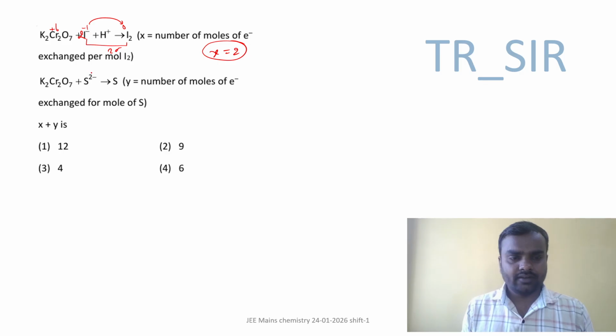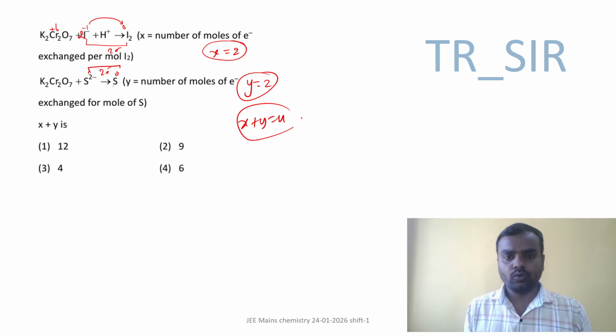Same here. Sulfur, how much? Minus 2. Here how much? Elemental state, 0. Minus 2 to 0, 2 electrons. Here 1 sulfur, here 1 sulfur. So that means Y is equal to 2. X plus Y will be how much? 4. That is option C, the answer.